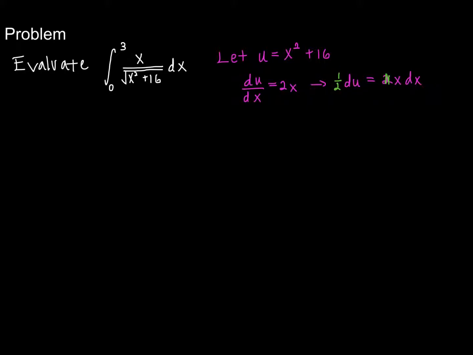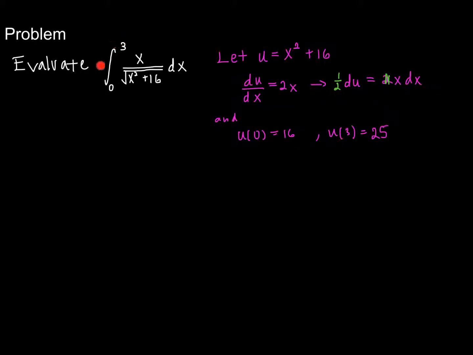But before I do that, I need to make sure that I also know what my limits of integration are going to be. So I need to compute u of 0 and u of 3 for my lower and my upper limit. Not too bad to do that. u of 0 is 0 squared plus 16, or 16, and u of 3 is going to be 3 squared, or 9, plus 16, which is 25. So my new limits of integration are going to be 16 and 25.